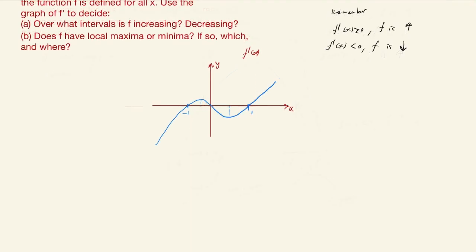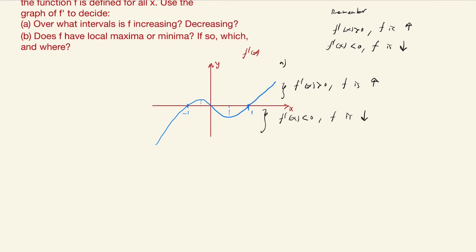For number 4, the f prime of x looks like this. We notice on this interval, f prime of x is positive. Again, if it's above the x-axis, then f prime of x is positive, which means the function over that interval is increasing. And in this interval, f prime of x is negative, which means the function f of x is decreasing over that interval. So this is part A.